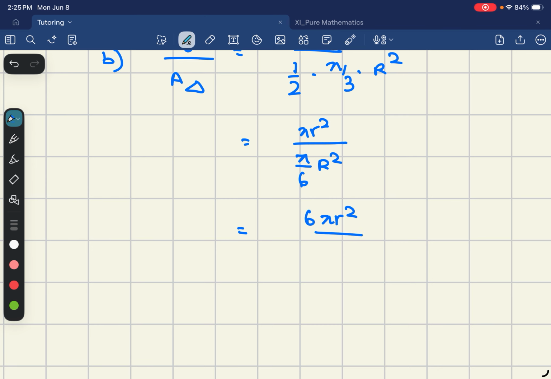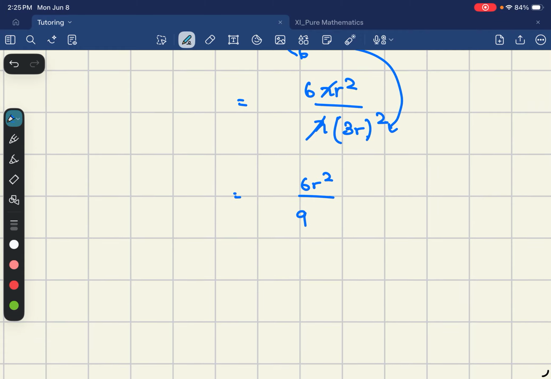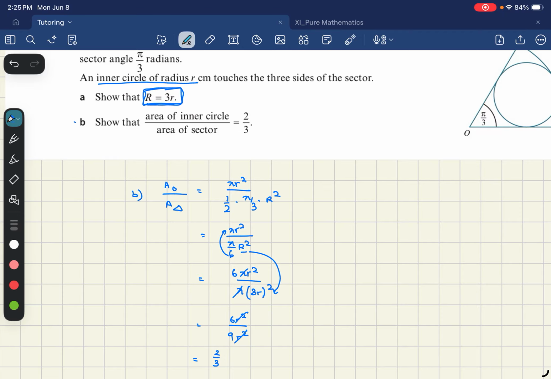So this 6 will actually go to the numerator, and you have 3r squared. This capital R becomes 3r. This 6 went to the numerator. Now pi and pi cancel out, so you have 6r squared divided by 9r squared in the denominator. So r squared and r squared cancel out, so you get 2 over 3. So we were able to show B using A, right? Even if you can't solve A, you can solve B in this case.